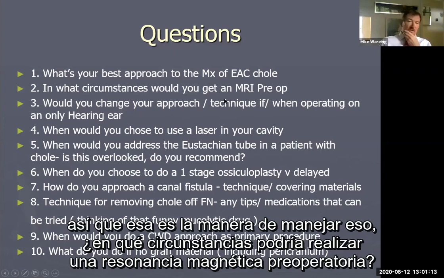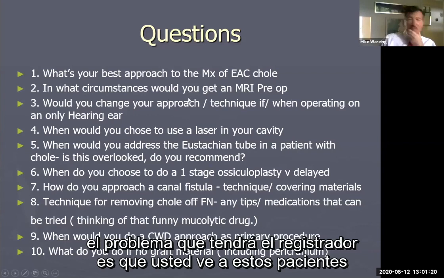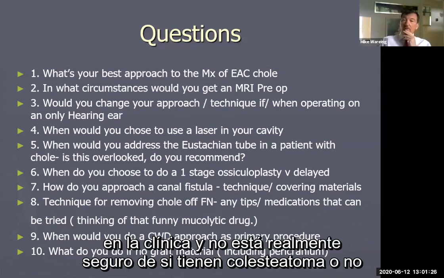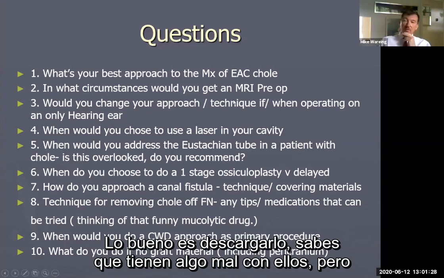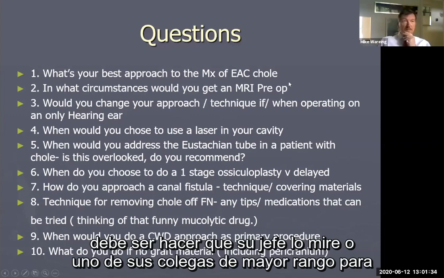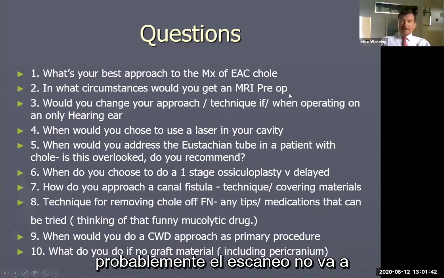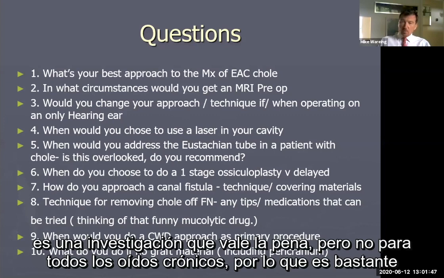In what circumstances would you get an MRI pre-op? Extremely rarely. So then the problem the registrars will have is that you see these patients in the clinic and you're not really sure whether they've got colesteatoma or not. They've got a discharging ear. You know there's something wrong with them, but have they got a colesteatoma? I mean, rule one probably should be to get your boss to look at it, or one of your more senior colleagues to look at it, to decide whether you think they've got a colesteatoma or not. A CT scan is probably a worthwhile investigation, but not for every chronic ear.